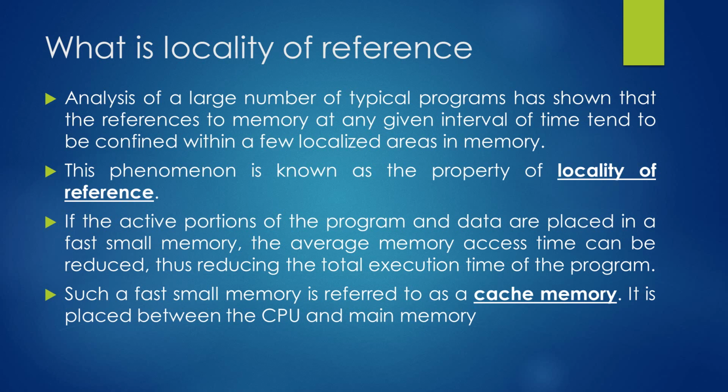So what we can do is keep this kind of active partition in a fast, small memory. Then the average access time can be reduced. Now instead of accessing the same from the RAM, we can access it through the cache. So this fast and small kind of memory can be referred to as cache memory, in which an active partition which is accessed again and again can be kept.